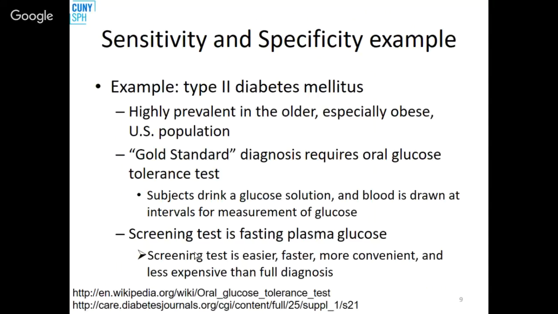Still trying to understand prevalence. I have more examples.